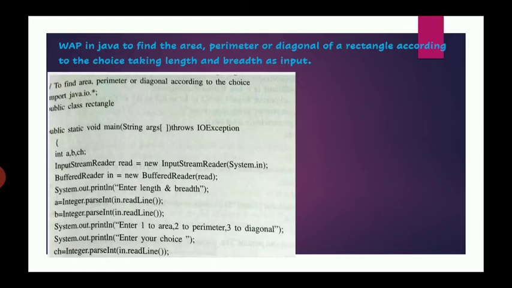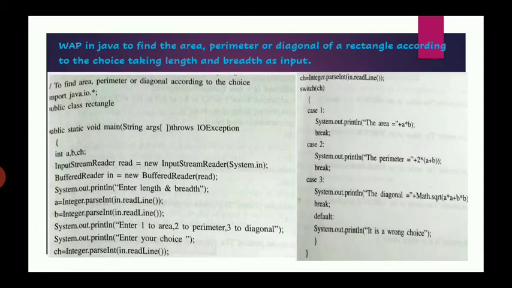System.out.println, enter your choice. So when you write enter your choice, then there's another variable called ch. So when I enter 1 or when I enter 2 or when I enter 3, this value will be stored in the ch variable. So I have to accept that variable. So I have to write ch is equal to Integer.parseInt in.readLine. So after the message is written, then only you accept the value in a particular variable. So till here you have understood. Now we have to use switch case.